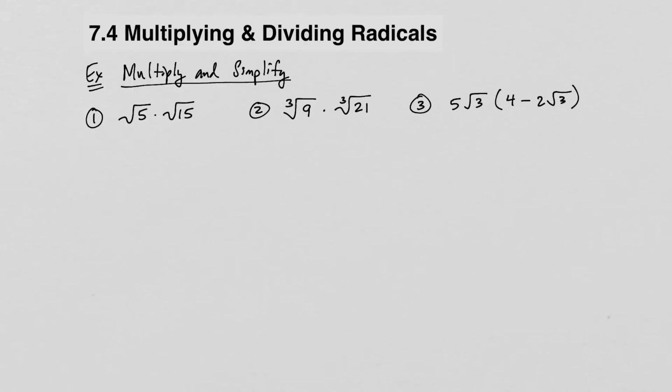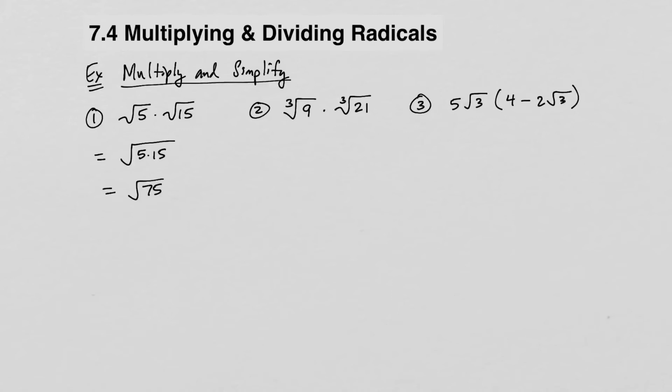Moving on to section 7.4, this deals with multiplying and dividing radicals, and it really is more of a continuation of the last section. So to multiply radicals together, we already know that we can multiply two radicals together as long as they have the same index. So for example, if you have the square root of 5 times the square root of 15, you know that you can multiply these as the square root of 5 times 15. And the square root of 5 times 15 would be the square root of 75. Okay, so pretty easy to multiply those together.